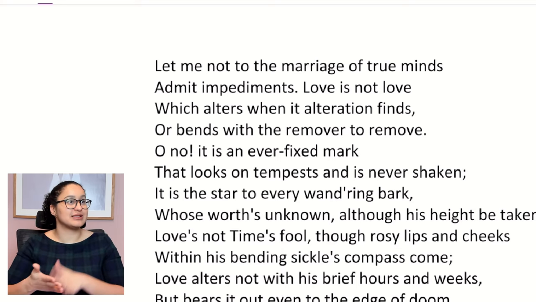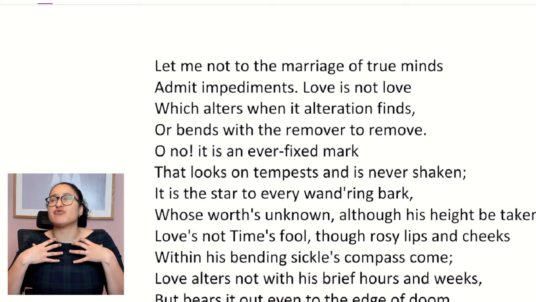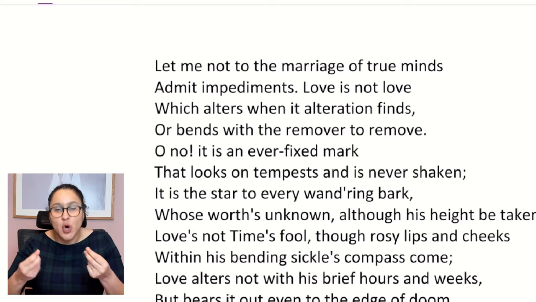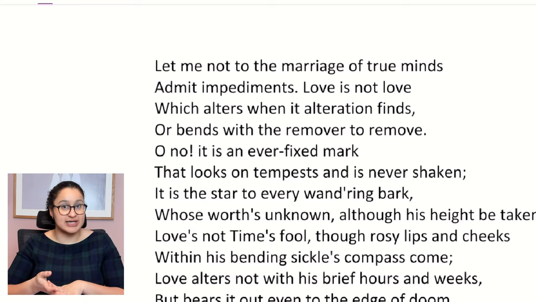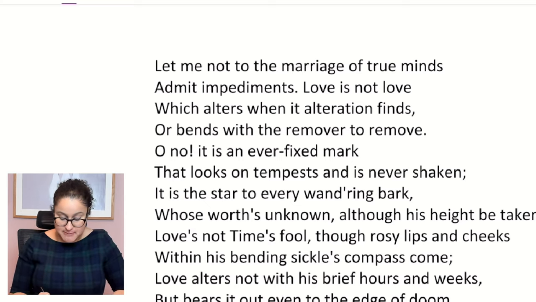So he says, "Let me not to the marriage of true minds admit impediments." That basically means, I refuse to acknowledge that there can be obstacles and problems when you have a marriage of true minds. So the key words that are worth pointing out here, first of all, is like the impediments, okay?